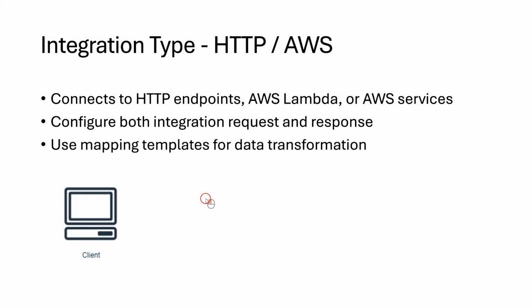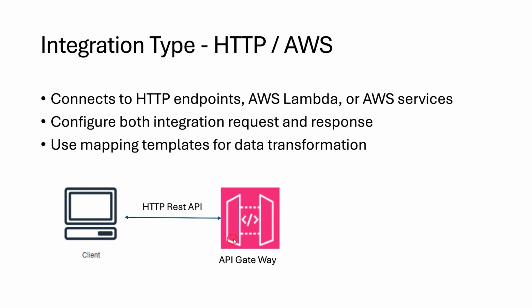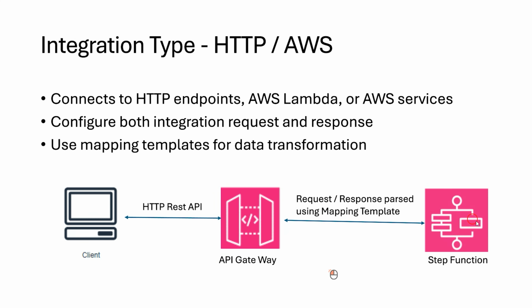For example, you have your client and it gets a REST API from the API Gateway. If you use the API Gateway with the HTTP or AWS integration type, then the request and response should be parsed using a mapping template. So the API Gateway has to handle this and send it to the other service. Here you are not using Lambda, though you can use Lambda with or without this integration type.